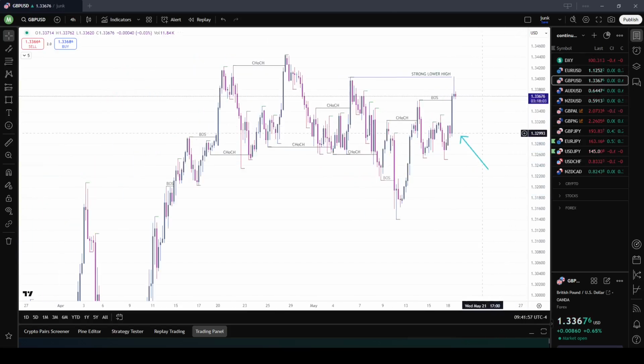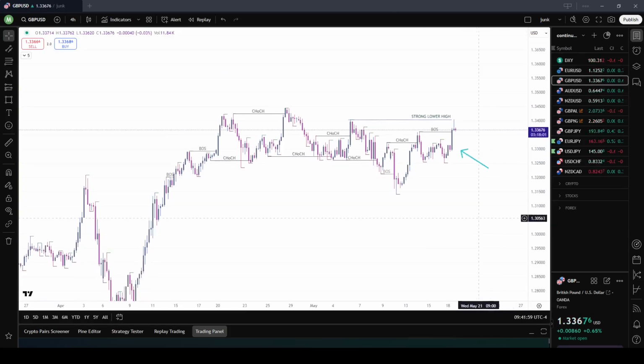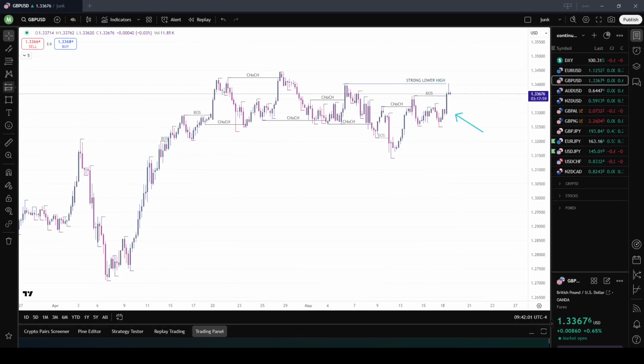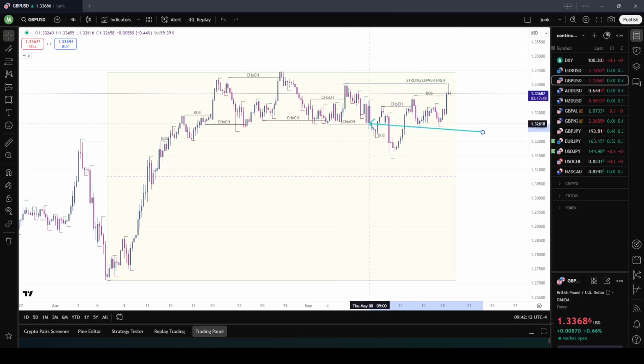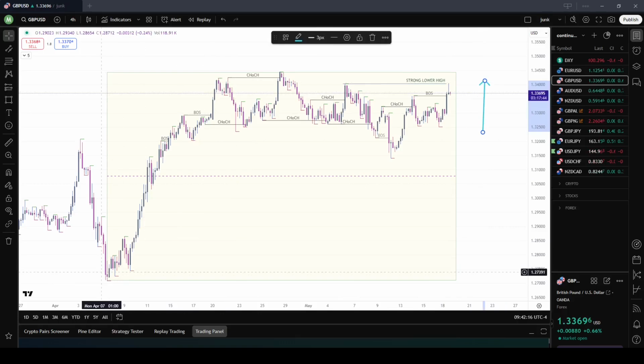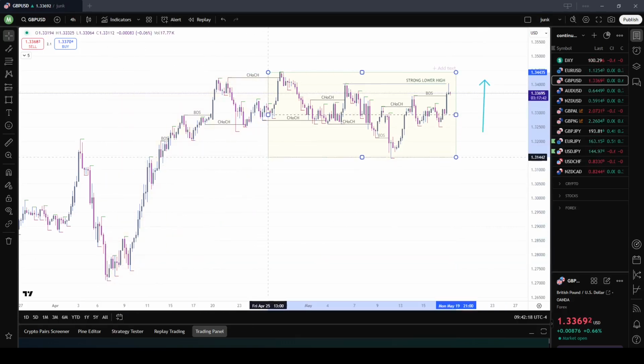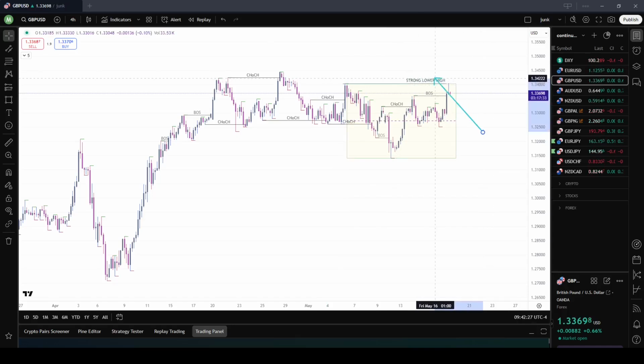GBP USD. Let's go map out the current range. So that's its overall range. Prices had to continue to move sideways. Like Euro, it started to break down. Structure started to break down. And then we modified the range to this, since it did break down to new lows, with this being the strong lower high.